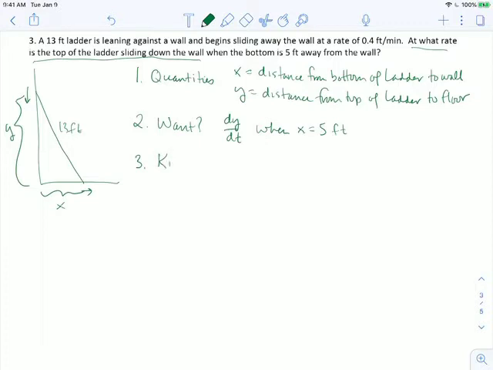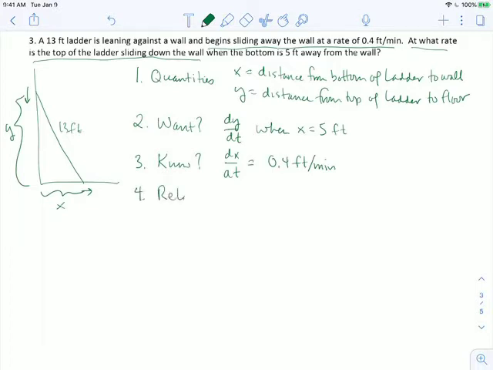What are we told? We're told that the ladder is sliding away from the wall at a rate of 0.4 feet per minute. We want to recognize that that's a rate of change in x, the distance between the bottom of the ladder and the wall. And so we're told that dx over dt is 0.4 feet per minute.